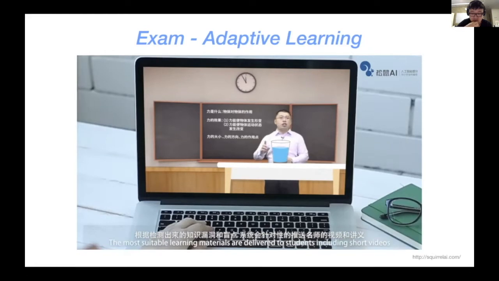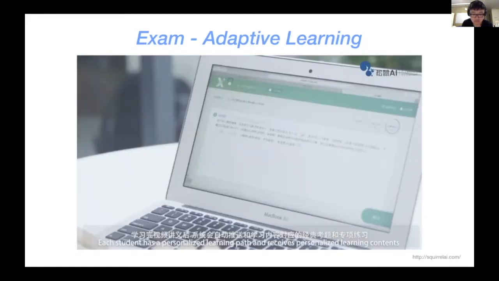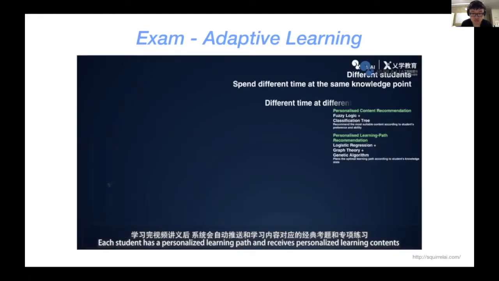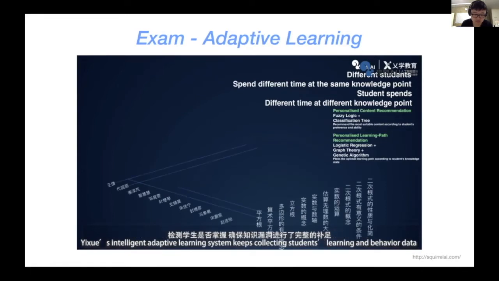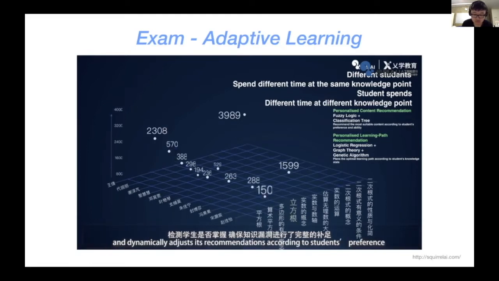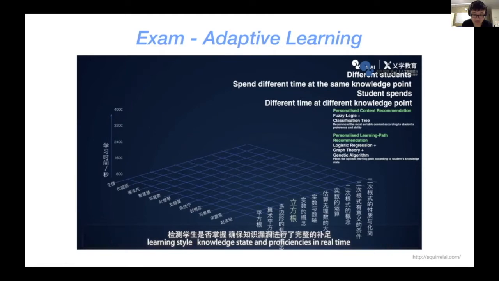The most suitable learning materials are delivered to students, including short videos, lecture notes, and questions. Each student has a personalized learning path and receives personalized learning contents. Yixue's intelligent adaptive learning system keeps collecting students' learning and behavior data and dynamically adjusts recommendations according to students' preference, learning style, knowledge state, and proficiencies in real time.